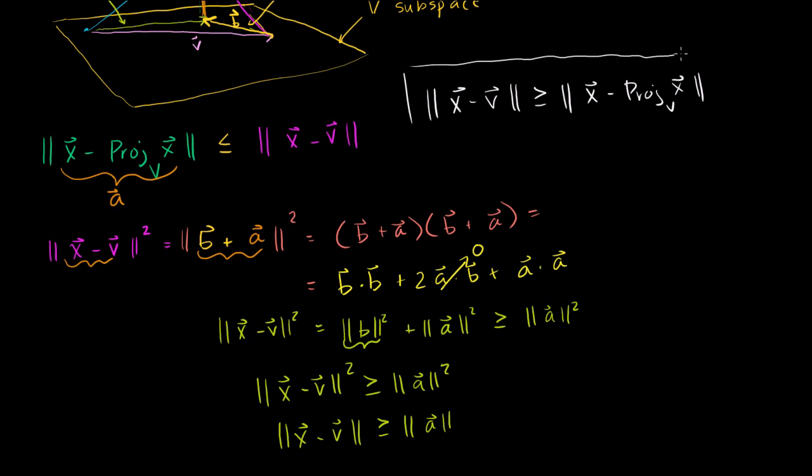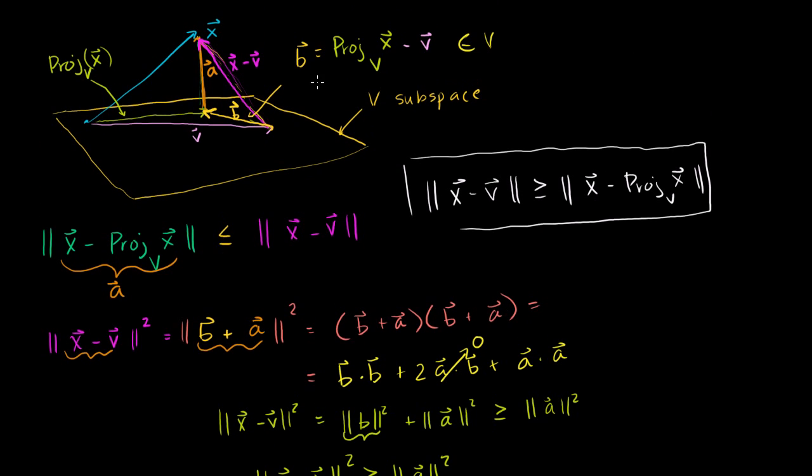So there you have it. We've shown, and the original graph kind of hinted at it, that the projection of x onto v is the closest vector in our subspace to x. It's closer than any other vector in v to our arbitrary vector in R3, x. And we've proven it right there.